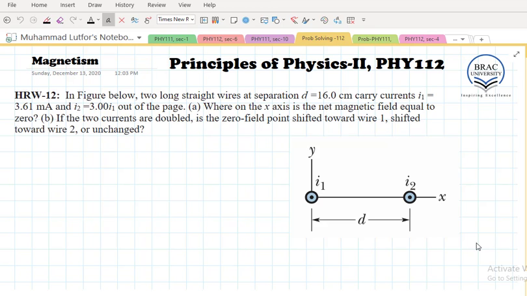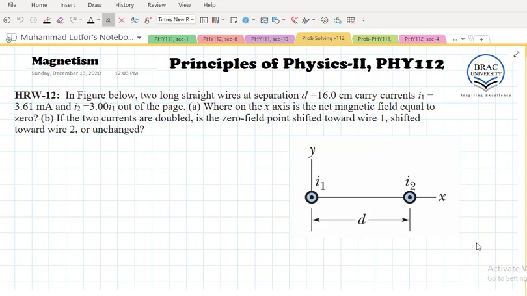Hello everyone, this is a problem from the magnetism chapter. It says that two long straight wires at a separation d of 16 cm carry currents. I1 is 3.16 milliampere and I2 is 3 times I1. Both currents are out of the page, that means out of the screen. Now, where on the x-axis is the net magnetic field equal to 0 due to the currents in these two wires?